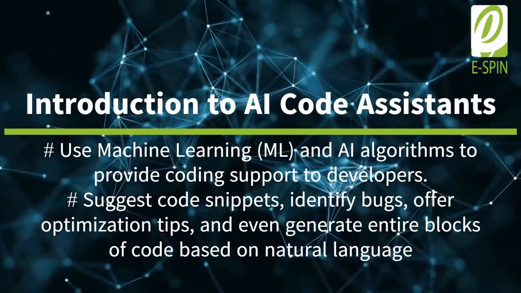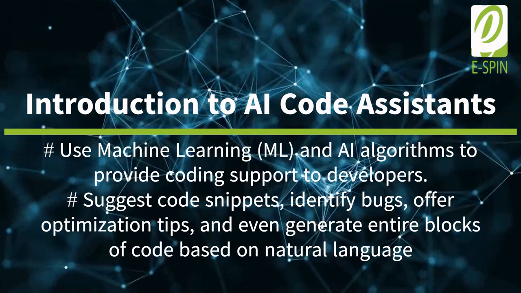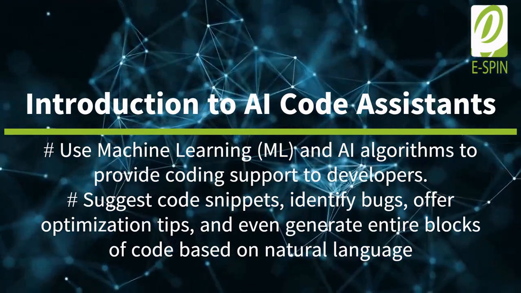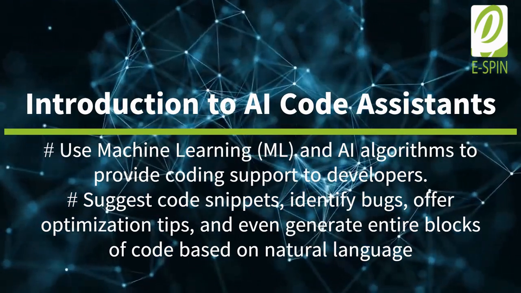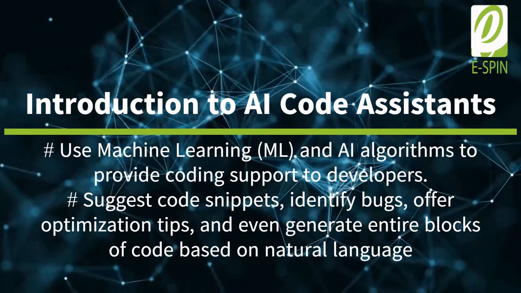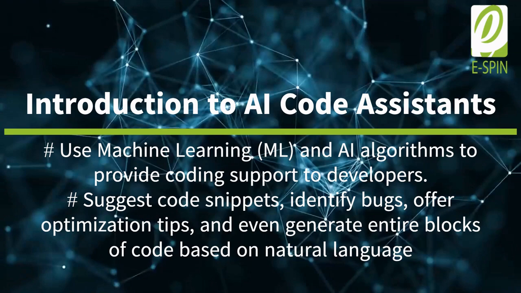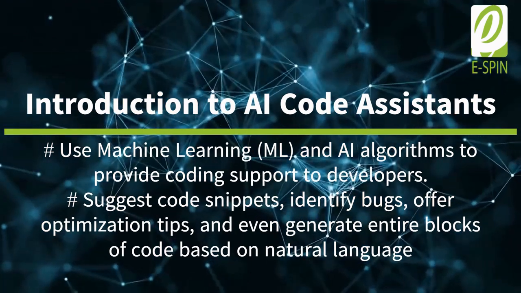Introduction to AI Code Assistants. AI code assistants are software tools that use machine learning (ML) and AI algorithms to provide coding support to developers. These assistants can suggest code snippets, identify bugs, offer optimization tips, and even generate entire blocks of code based on natural language descriptions. The goal is to enhance productivity, reduce errors, and accelerate the development process.